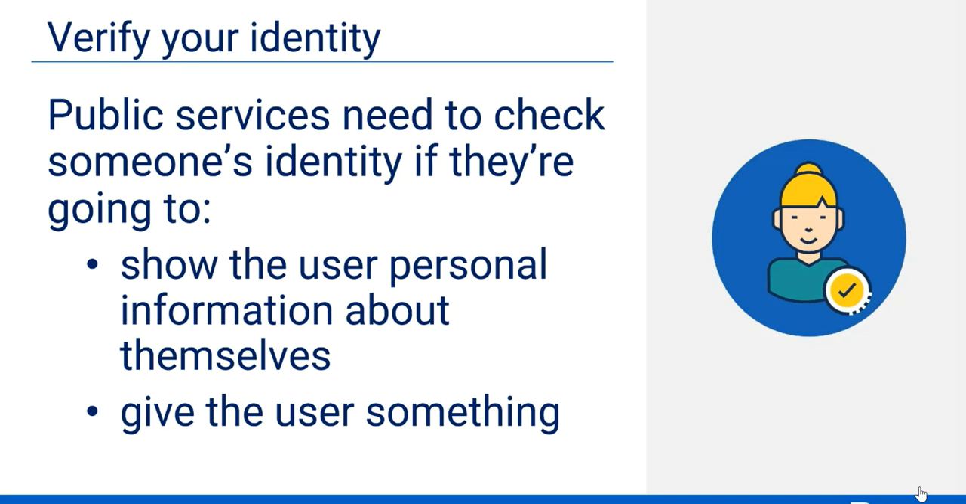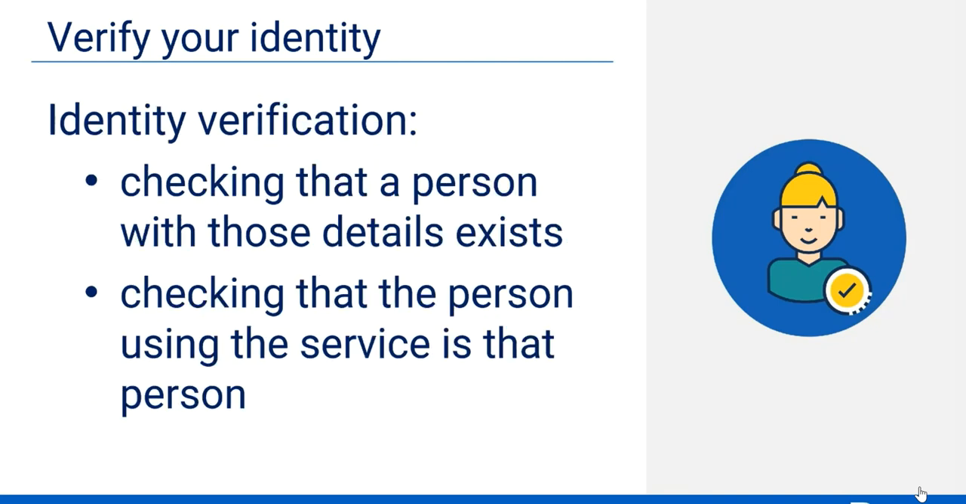So for our service, when we're talking about identity verification, there's really two components to that. There's checking that a person with those details exists. So when somebody comes and says, this is my name in an online service and my address and so on, checking that there is actually evidence of that person being in the real world, that it's not a completely made up identity. And the second component is checking that the person that you're dealing with is actually that person as well.